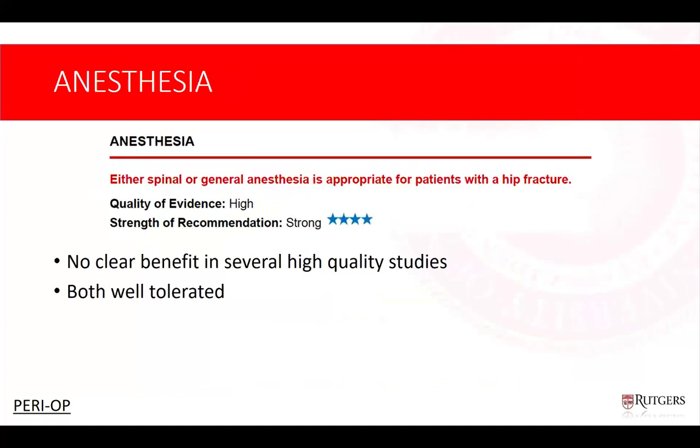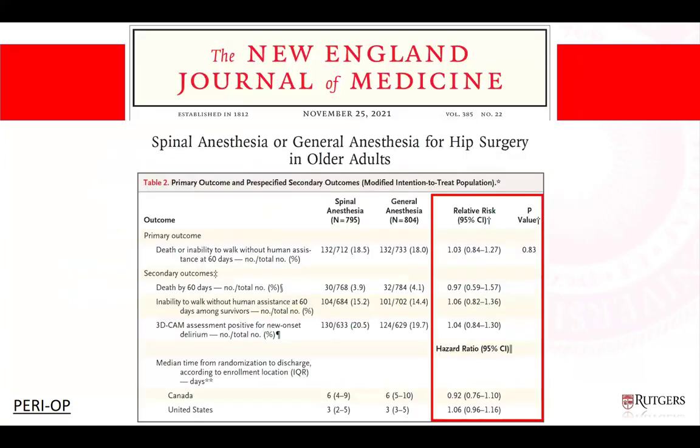Anesthesia, there's really no clear benefit in several high-quality studies in terms of spinal versus general anesthesia. Both are very well tolerated. This was a 2021 randomized trial published in the New England Journal of Medicine. There were 1,600 patients enrolled in a 1-to-1 manner. Primary outcome was death or inability to walk 10 feet at 60 days. There was no significant difference in terms of any of the primary or secondary outcomes, including mortality rates and mobility outcomes.